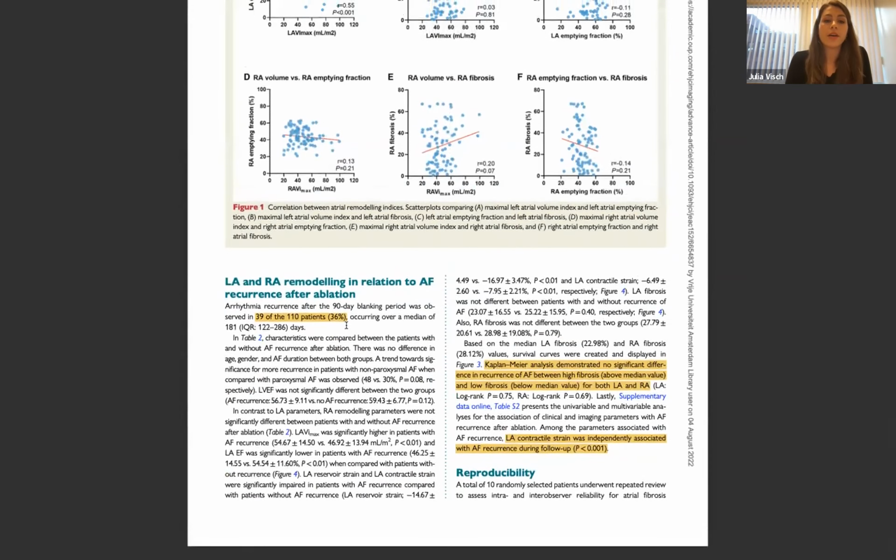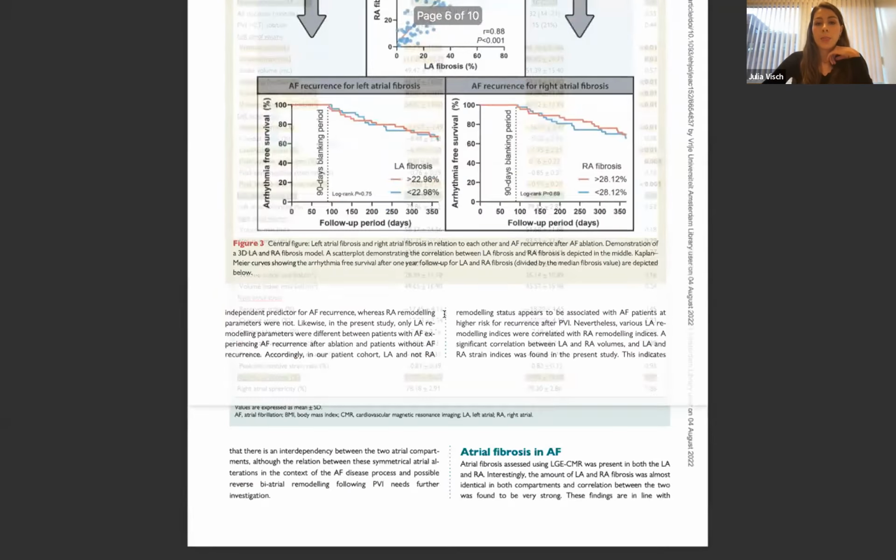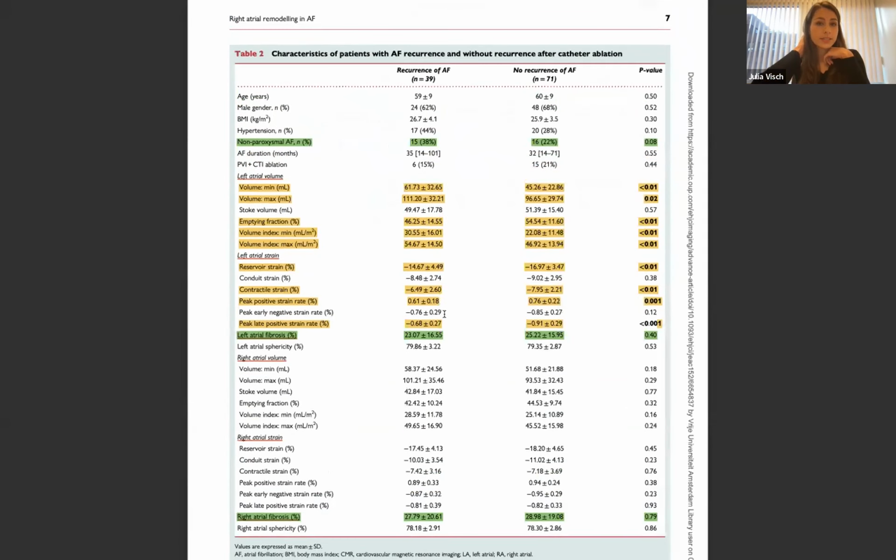Then we looked at these remodeling parameters, the left and right remodeling parameters, in relation to the atrial fibrillation recurrence after ablation. A total of 39% of the 110 patients had AF recurrence, which was 36%. So in this table, you can see we created two groups, one group with recurrence of AF and the other group without recurrence. And the orange marked ones are the significant differences between these groups.